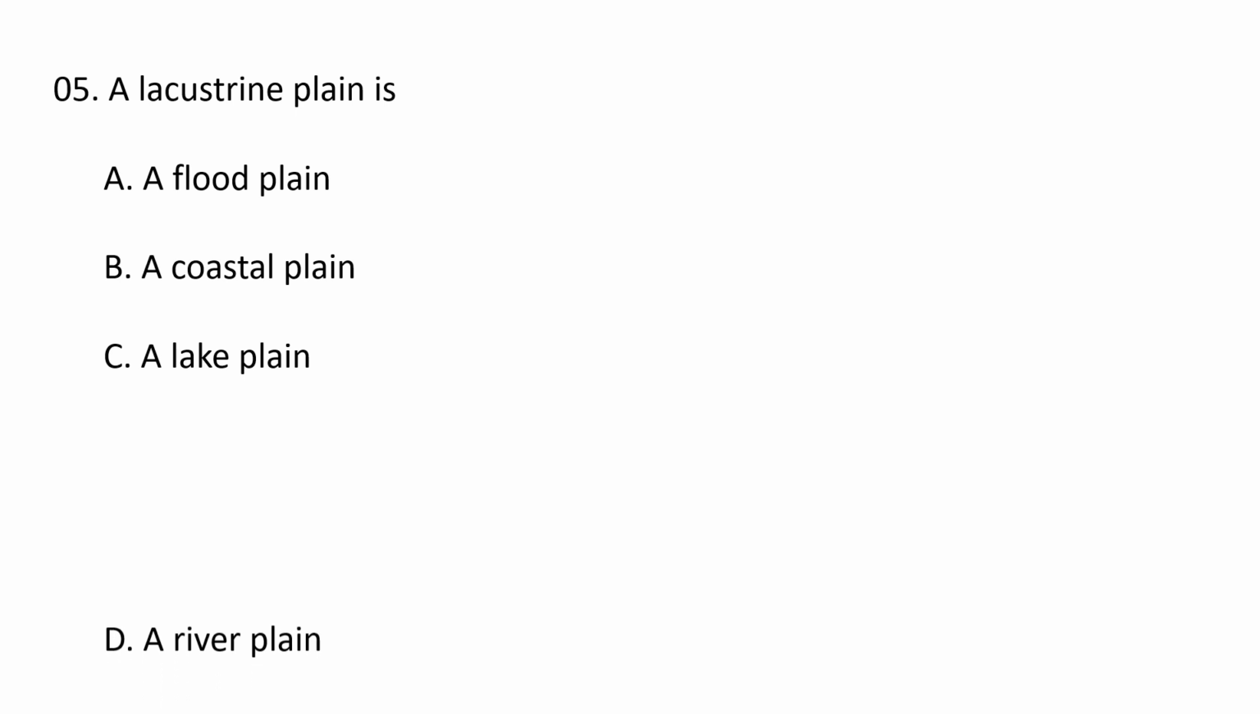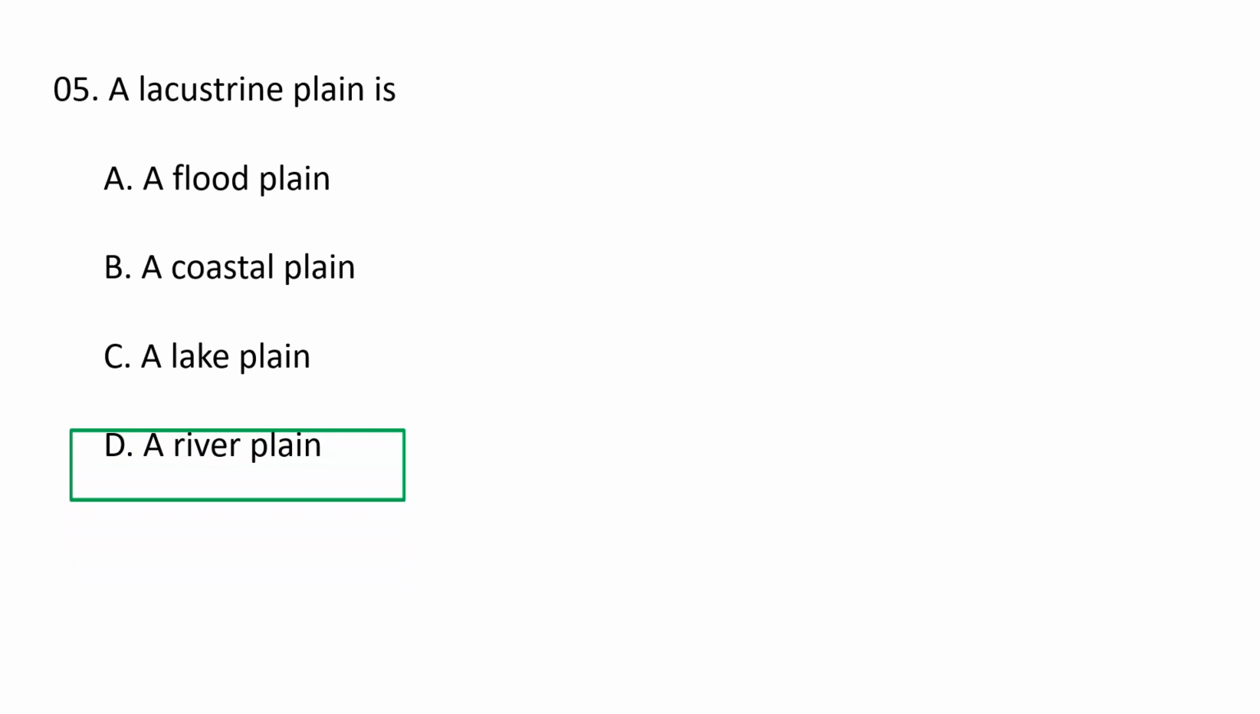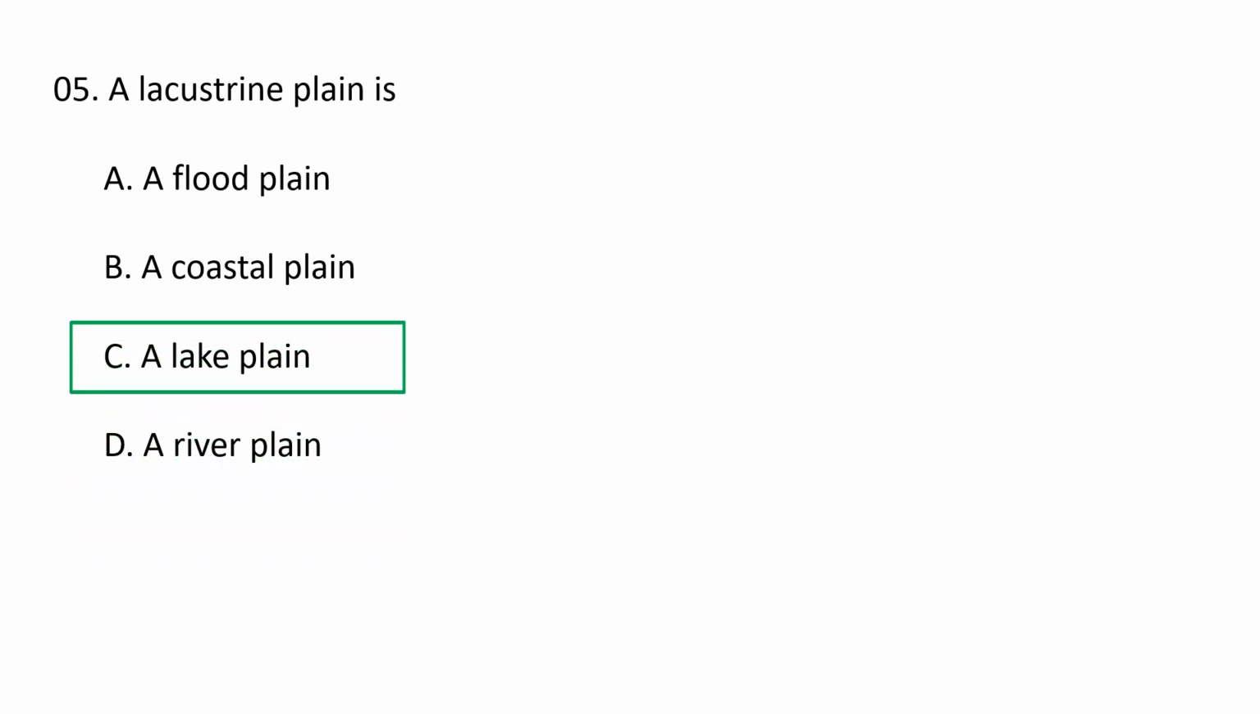Next question. A lacustrine plain is: A. floodplain, B. a coastal plain, C. a lake plain, D. a river plain. A lacustrine plain is a lake plain. A lacustrine plain or lake plain is a plain formed due to the past existence of a lake and its accompanying sediment accumulation. Lacustrine plains can be formed through one of three major mechanisms: glacial drainage, differential uplift, and inland lake creation and drainage. So a lacustrine plain is a lake plain. C is the correct option.